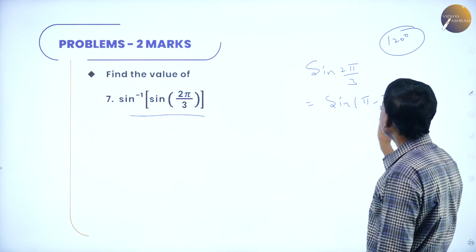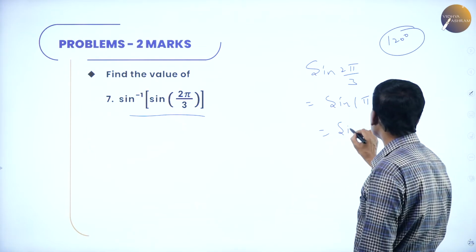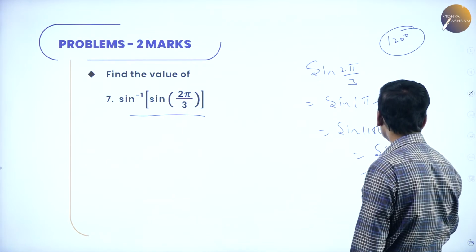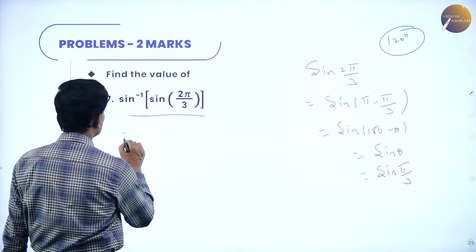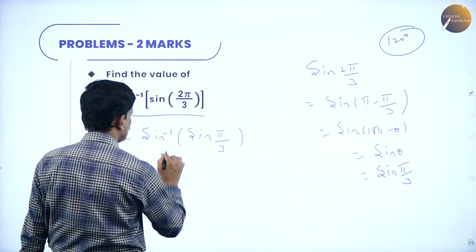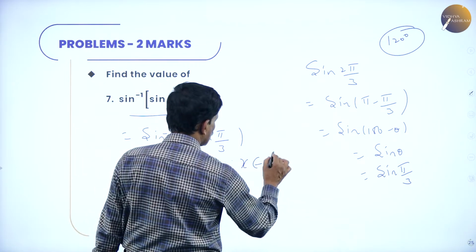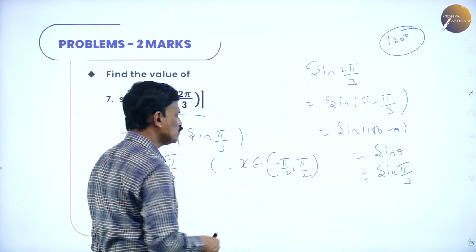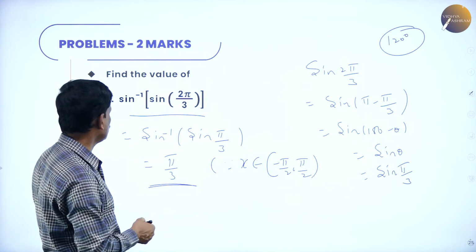See, sine of 180 minus theta, that is nothing but pi minus pi by 3, which is 2 pi by 3. What is sine of 180 minus theta? This is equal to sine theta, so you will get sine pi by 3, that's it. Therefore, this can be written as sine inverse of sine of pi by 3, which is equal to pi by 3, because you know x belongs to minus pi by 2 comma plus pi by 2, that is pi by 3 belongs to minus pi by 2 comma pi by 2. So, the value of sine inverse of sine 2 pi by 3 is equal to pi by 3.